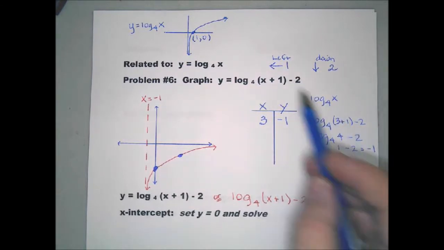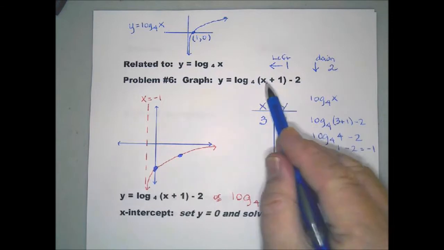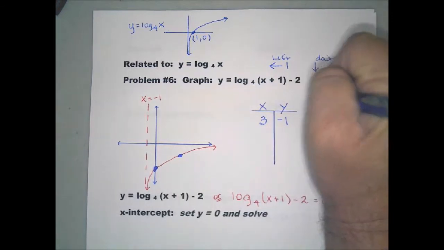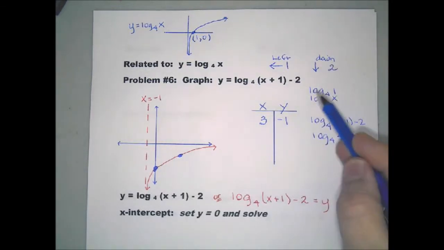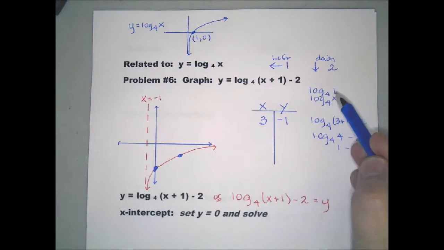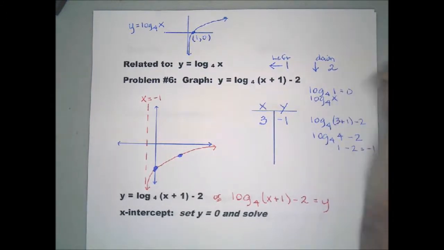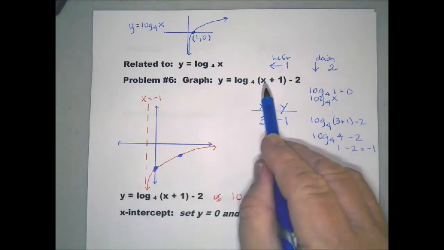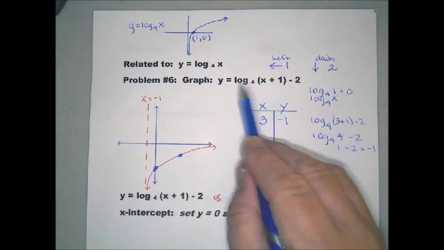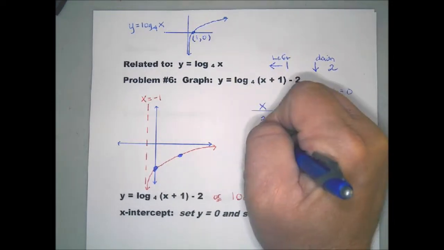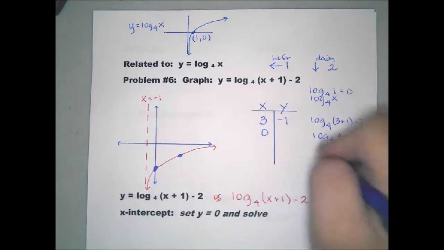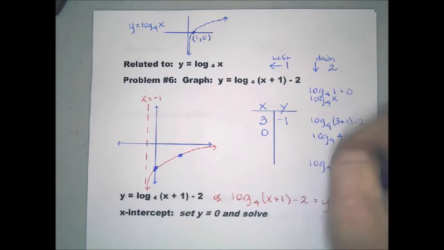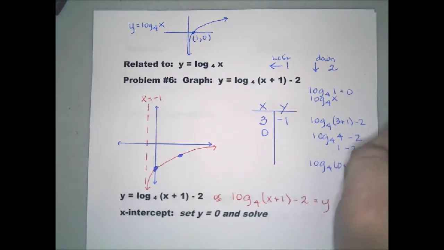Now we also like it when that value is 1, because I know what log base 4 of 1 is. If I was trying to figure out what log base 4 of 1 is, I know what that is. It's 0. Well, what value of x would make this log base 4 of 1? x equals 0. So I'm going to plug a 0 right in there.